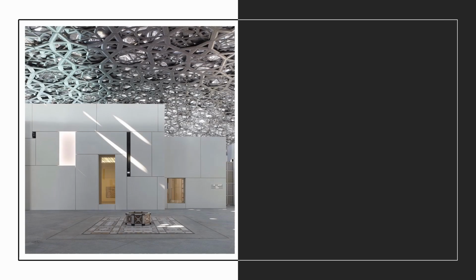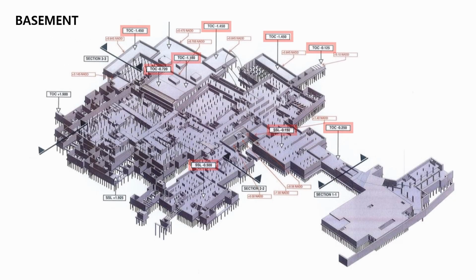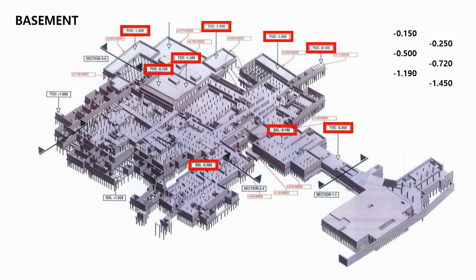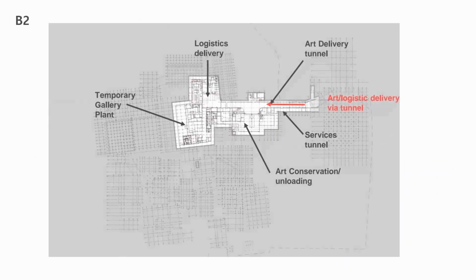Next, we will look at the structural forms and characteristics of each building when it is divided into ground and underground floors. First, the whole basement. Slabs designed in the basement vary in height for each building. Among these different buildings, the special space underground is the second basement floor. P2 is a space where artworks and logistics are transported and stored.